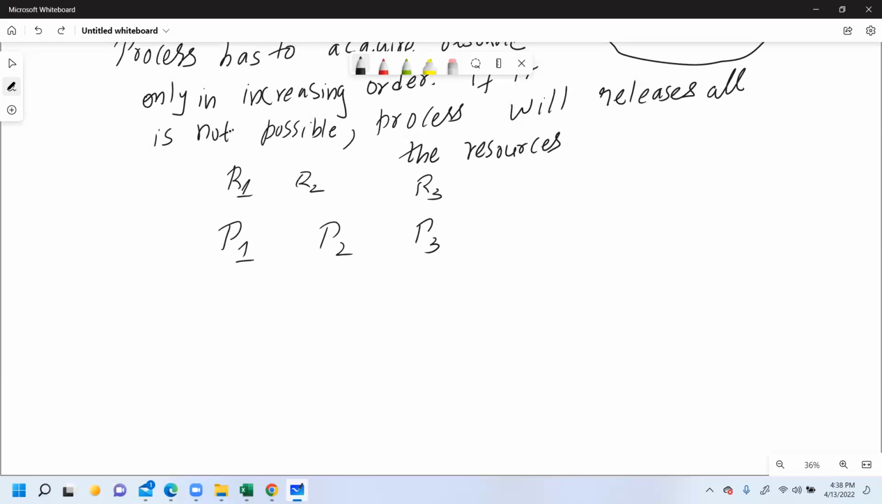Let's say P2 holds the resource R2, but it doesn't have a problem with R3, because R3 is a higher order resource than R2. If P2 requests R3, there is no problem. It can do that. The only problem happens when it requests a resource of lower order. Order means the number. Is this point clear?